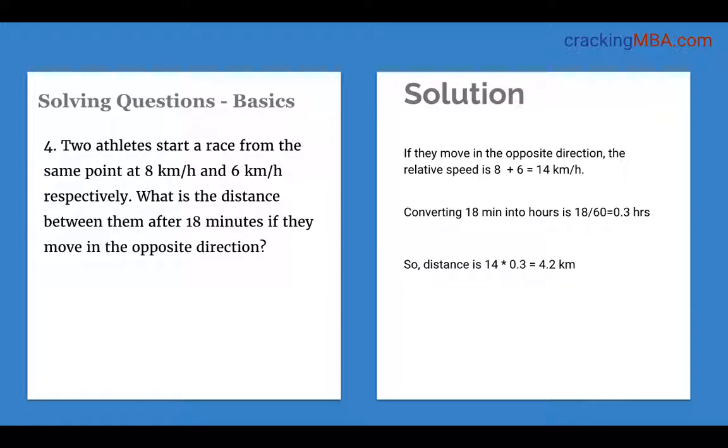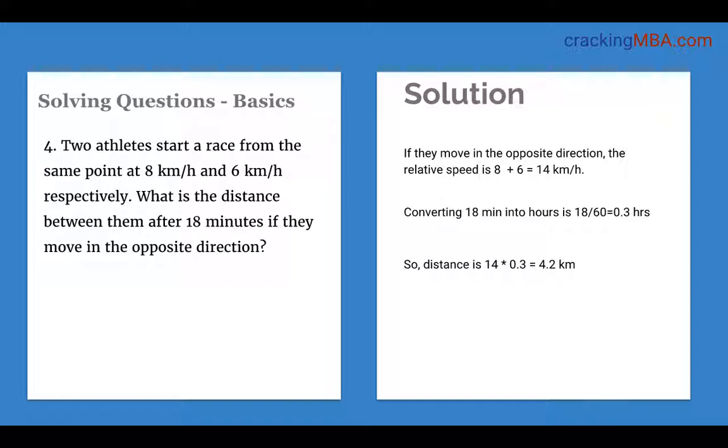Now let us look at another question where they are moving in opposite directions. If they're moving in opposite directions, then the relative speed is 8 plus 6 is 14, right? And converting 18 minutes into hours is 0.3 hours. So the same question, we are seeing what happens when they move in opposite directions. Again, the distance is 14 into 0.3, which is 4.2 kilometers.